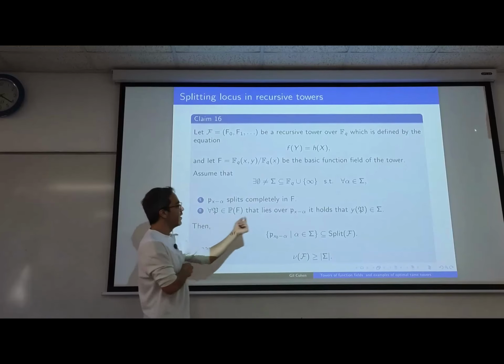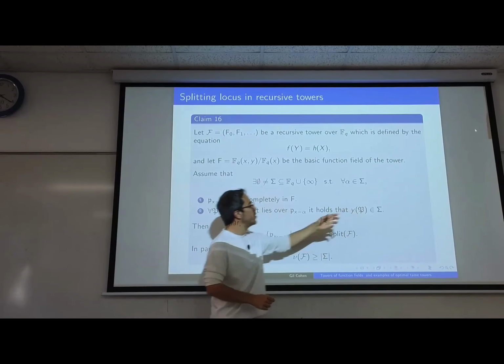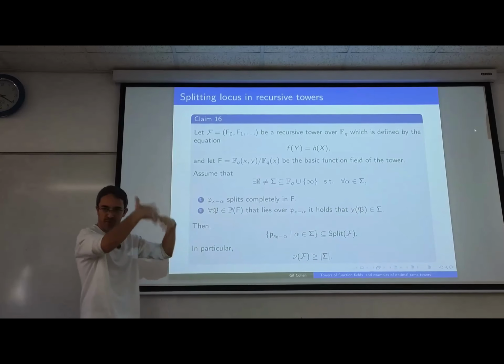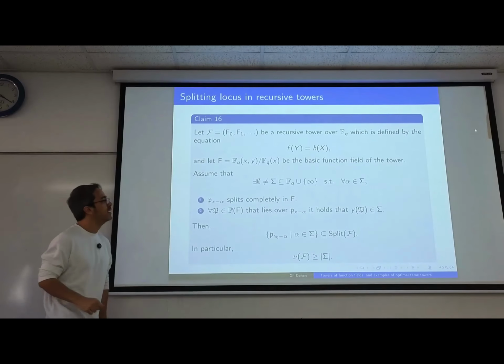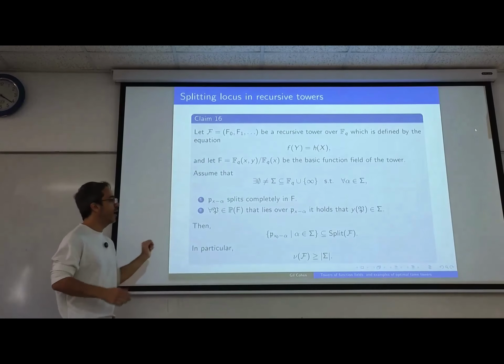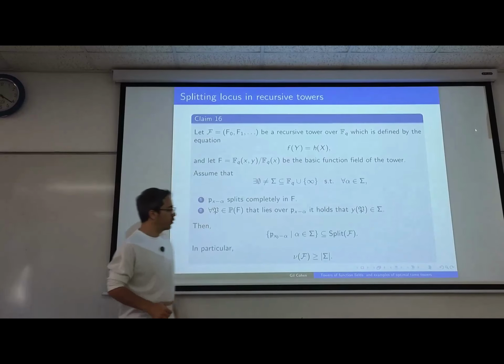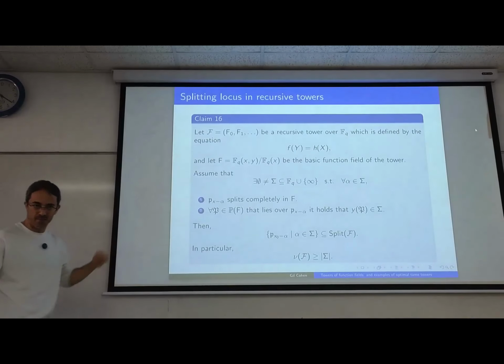So if the evaluation of y also belongs to sigma, then you can imagine that you're going to keep splitting continuously and so forth, kind of a closure property. So once you found a set like that, you're happy because the splitting locus has size at least that set's size.